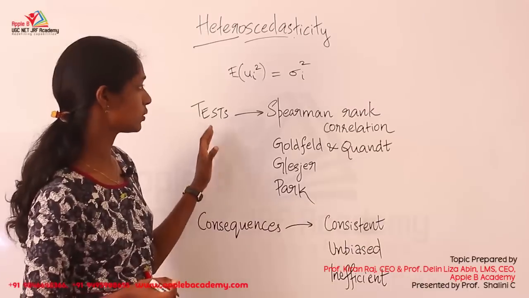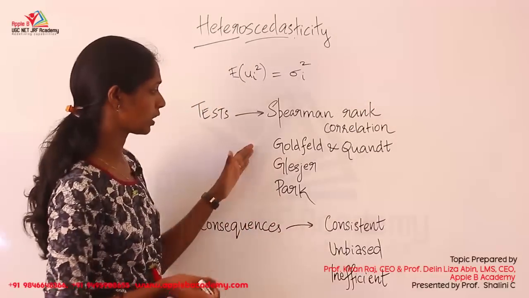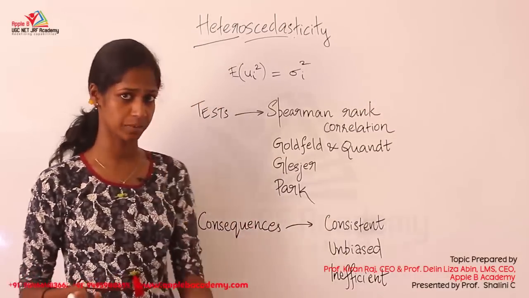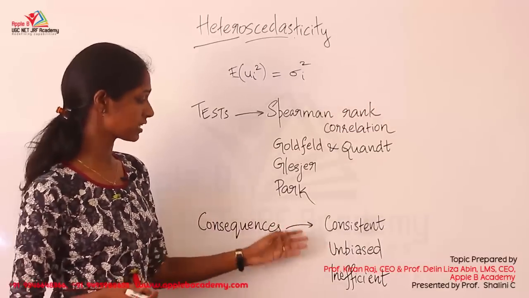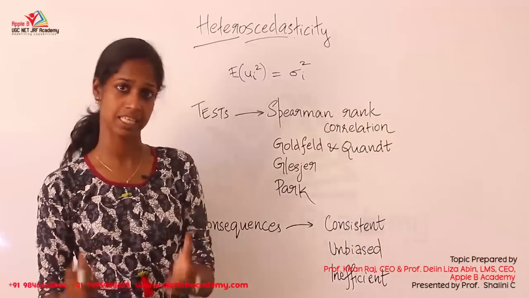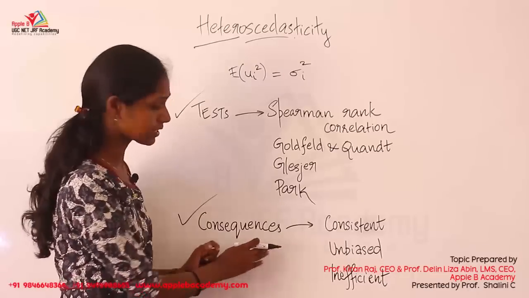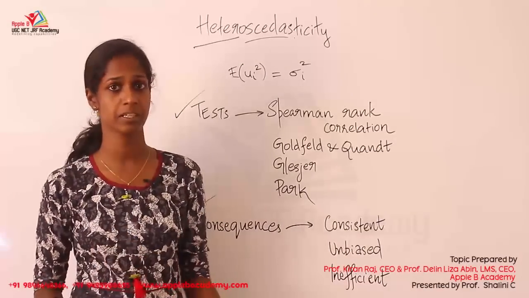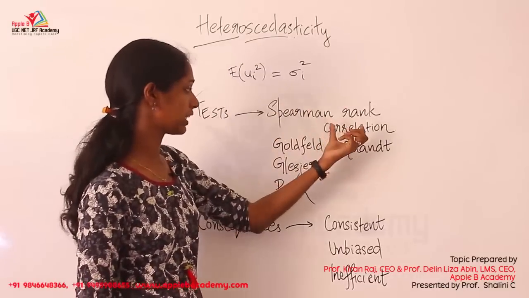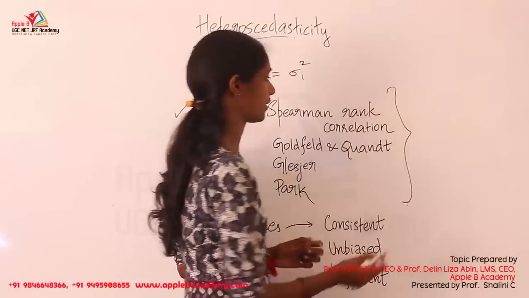There are a few tests to detect heteroscedasticity: Spearman rank correlation, Goldfeld-Quandt, Glejser test and Park test. These tests, and the consequences for the OLS estimators if we continue the estimation irrespective of the existence of heteroscedasticity, are very important from the examination point of view. These are often asked: the tests related to heteroscedasticity and the consequences for the OLS estimators if we continue the estimation without correction of heteroscedasticity. So what are the tests? Spearman rank correlation, Goldfeld-Quandt, Glejser test and Park test. These are the tests used for heteroscedasticity.